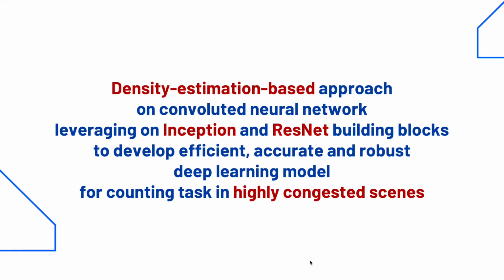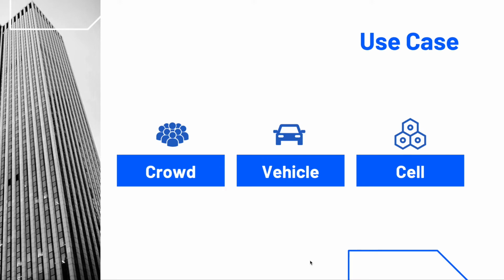This project aims to deploy a density estimation-based approach on convolutional neural networks, leveraging Inception and ResNet building blocks to develop an efficient, accurate, and robust deep learning model for counting tasks in highly congested scenes. The use cases are crowd counting, vehicle counting, and cell counting.